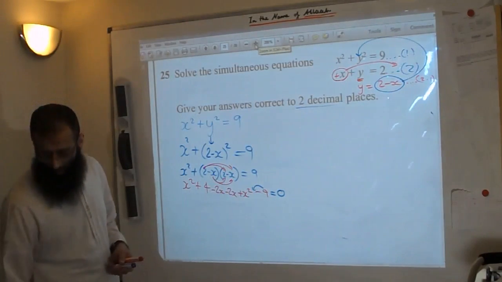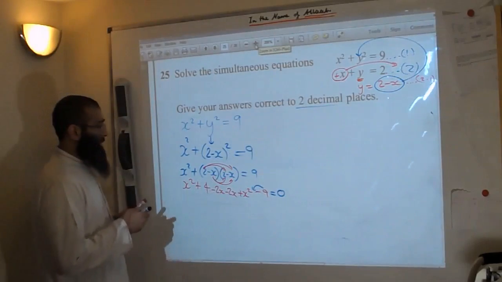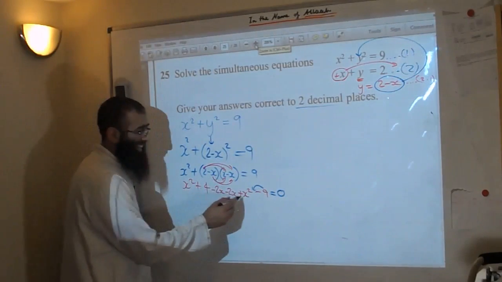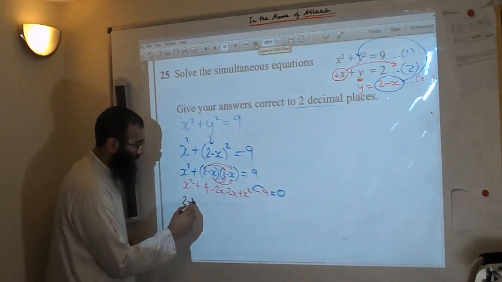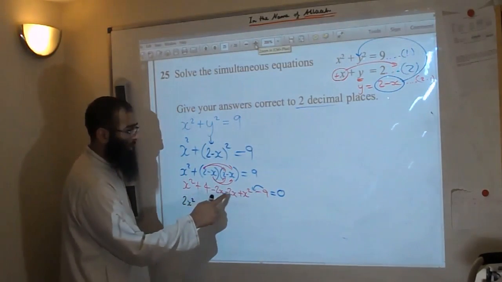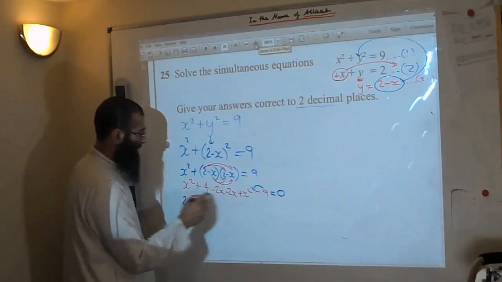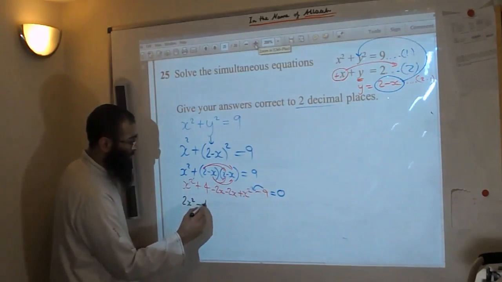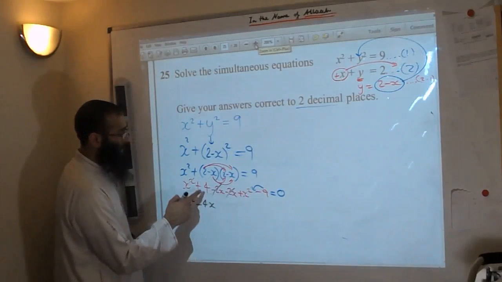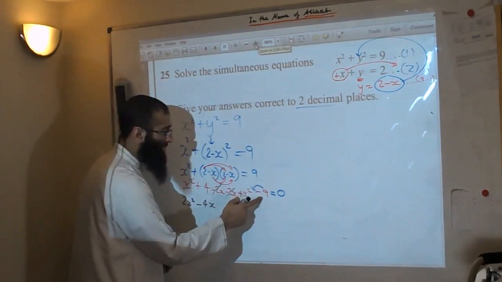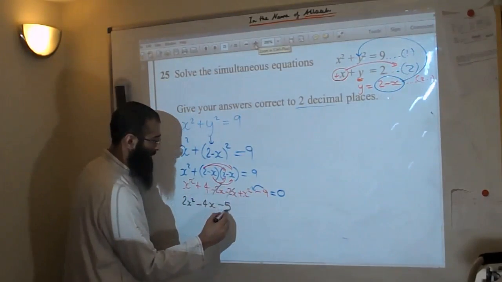Okay, let's have a look. So we have x squared and x squared, adding like terms, that gives us 2x squared. We have minus 2x and minus 2x, that gives you minus 4x. Okay? And then we have plus 4 and minus 9, that gives you minus 5.